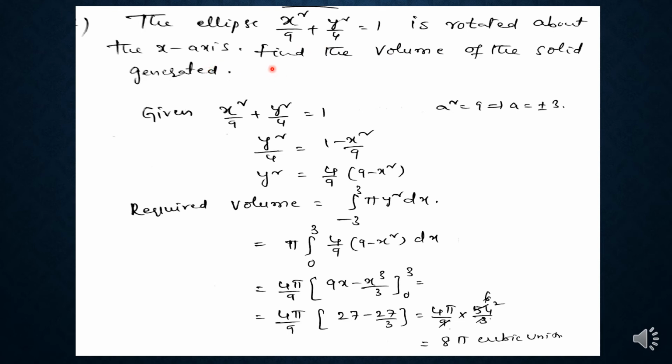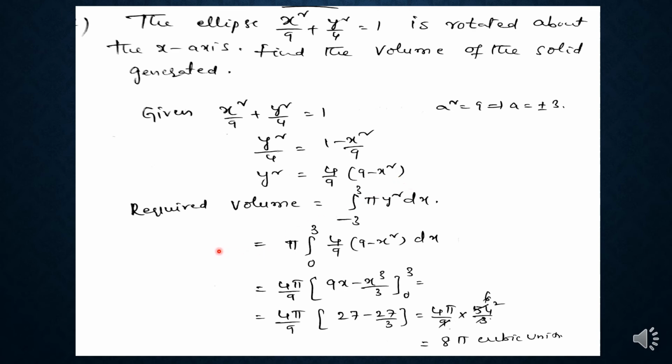What are the limits here? A square is equal to 9, so a is equal to plus or minus 3. So the area rotates from x is equal to minus 3 to plus 3. What is the given curve? X square by 9 plus y square by 4 is equal to 1. This can be written as y square by 4 is equal to 1 minus x square by 9. By taking the LCM you will get (9 minus x square) by 9. When 4 comes to the right side, y square is equal to 4 by 9 into (9 minus x square).